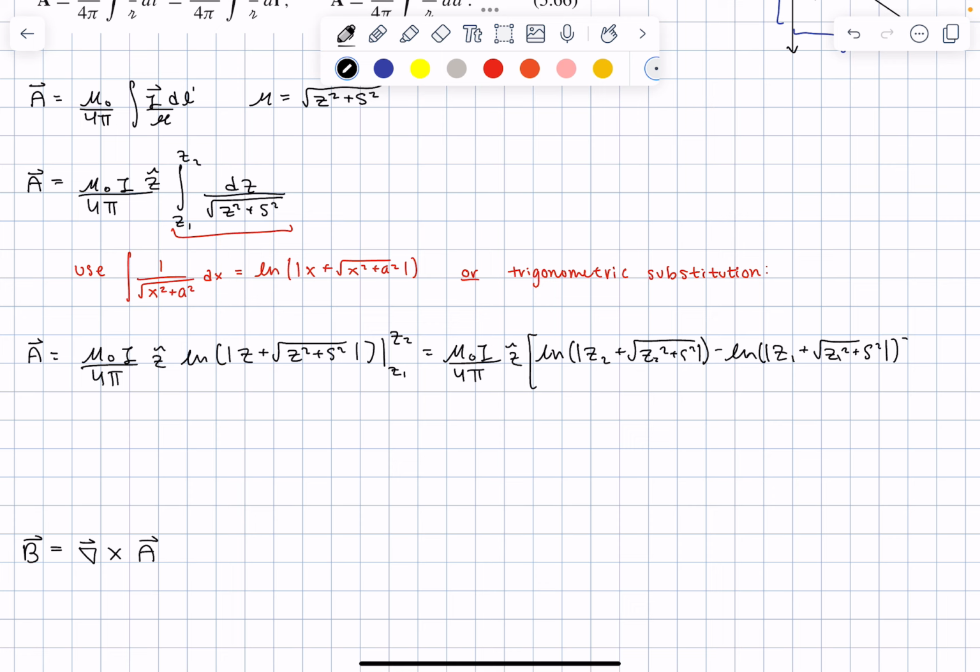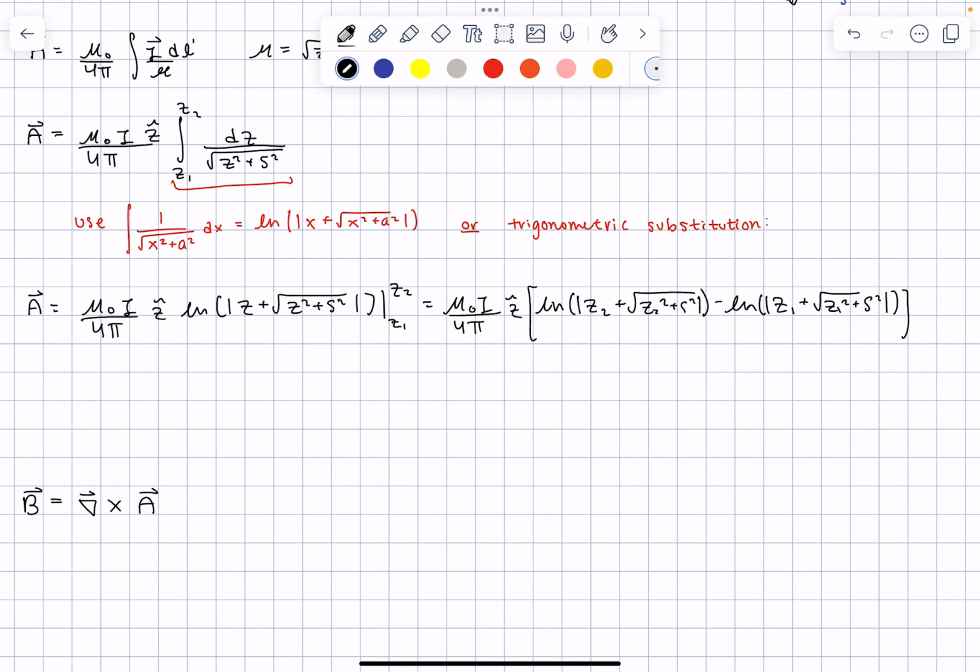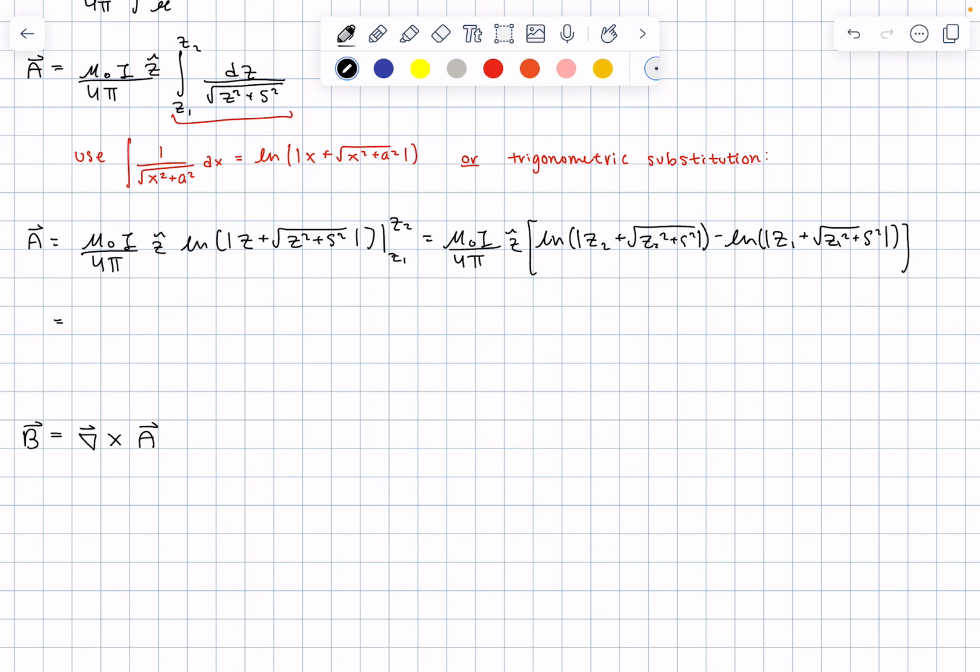And then we can just use the basic properties of logs and rewrite this as mu naught I over 4 pi ln of z2 plus the square root of z2 squared plus s squared over z1 plus the square root of z1 squared plus s squared, in the z-hat direction. And this is actually our answer to the first part of the question, but now I must verify that it's consistent with equation 5.37.